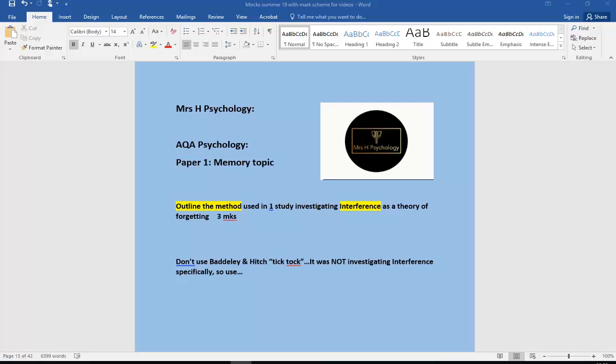Okay, Mrs. H, Psychology. This is for paper 1, the memory topic. And this would be an answer, a model answer really, for outlining the method used in one study, and this time investigating interference as a theory of forgetting. So I use this with a mock exam for my Year 12s.